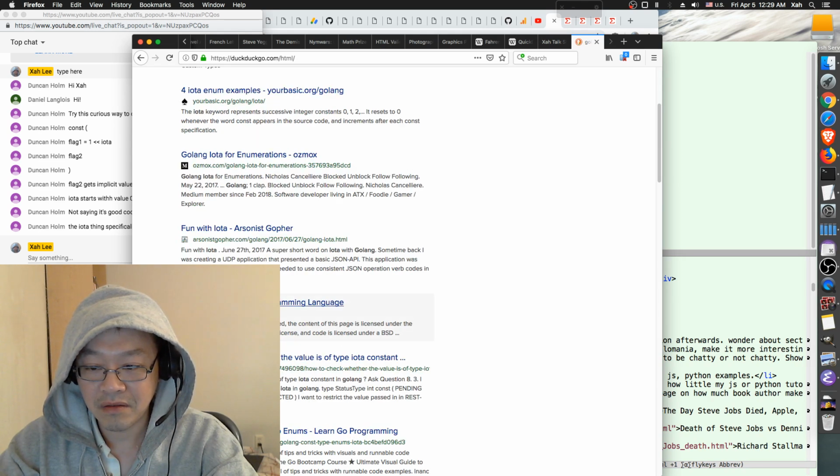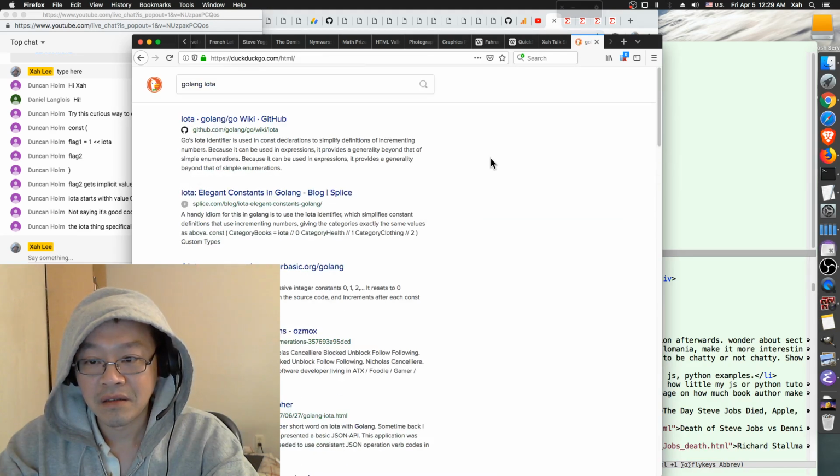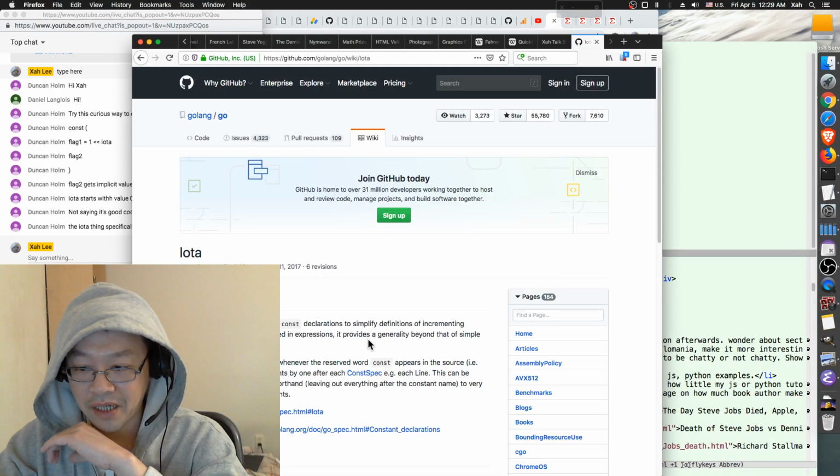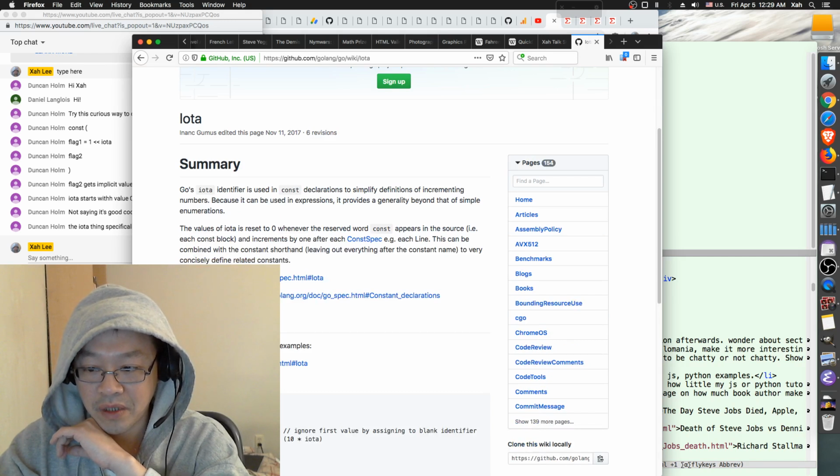Where is it? There should be a Golang page. I want to go to the Go spec or documentation, not some random articles.